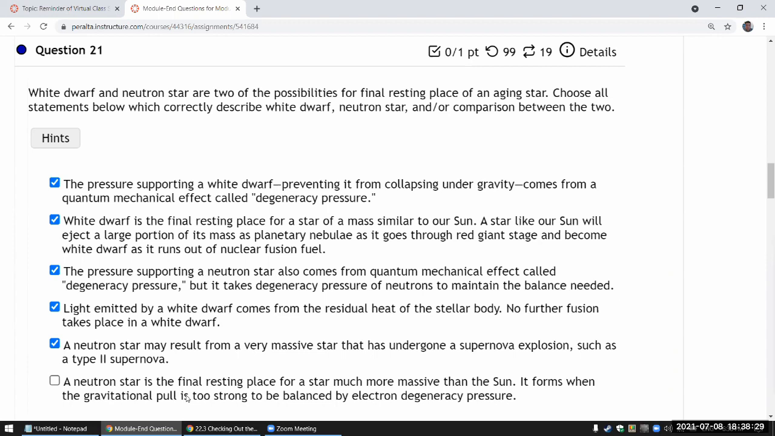A neutron star is the final resting place for a star much more massive than the sun. Yes, I talked about it a couple times. It forms when the gravitational pull is too strong to be balanced by electron degeneracy. Yeah, that is right. So white dwarfs are maintained by electron degeneracy pressure. And when that's not enough and it collapses, core implosion, then what stops that implosion is when enough neutrons form and the neutron degeneracy pressure stops the collapse. So that is right.